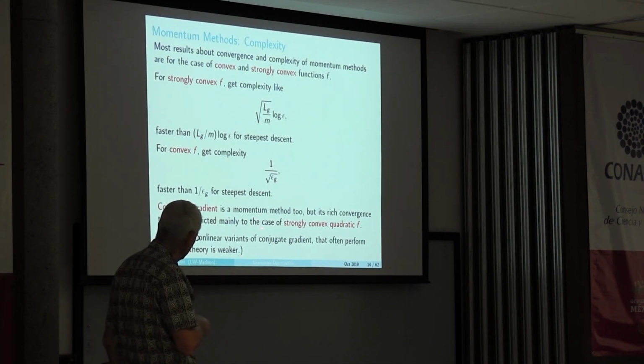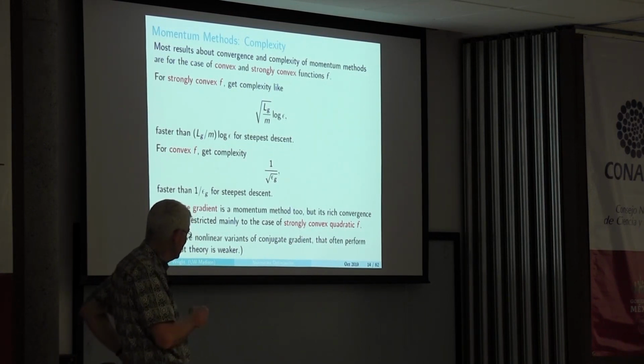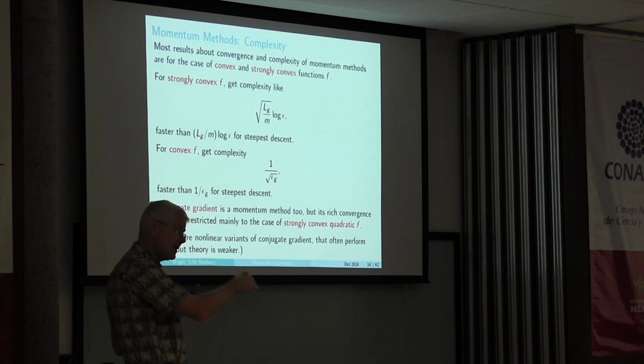And as I mentioned, conjugate gradient is also a momentum method. It also has a very rich convergence theory, but the convergence for conjugate gradient is mostly for the special case where f is a quadratic. Then it's got a very strong convergence theory, but beyond quadratic, you can't say much about conjugate gradient.